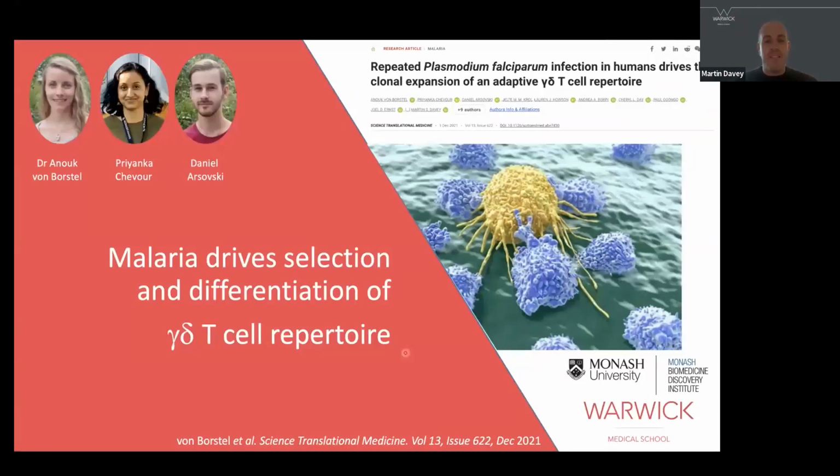So that brings us nicely to our study and the work we performed within the context of malaria, looking at whether gamma delta repertoires were driven by malaria and whether there was selection and differentiation. This was work done by a postdoc in my lab at Monash, and two PhD students who've now joined me at Warwick as postdocs, Priyanka and Daniel. They got through an absolute mountain of samples and work over a good few years to generate this data.